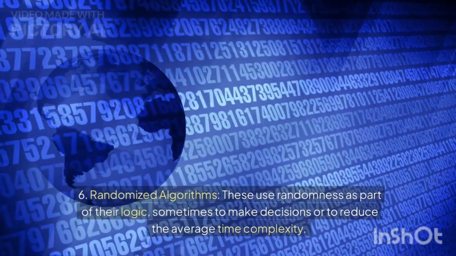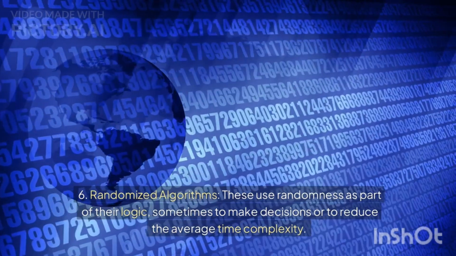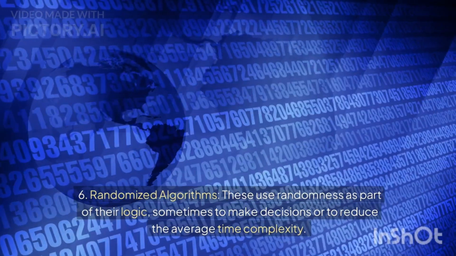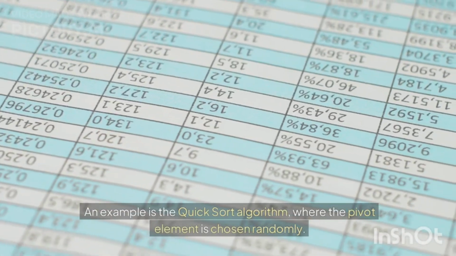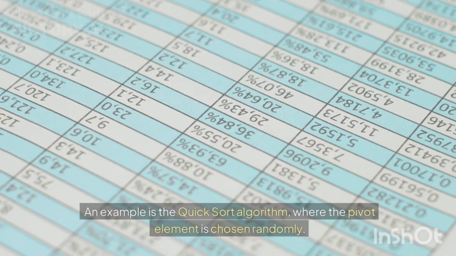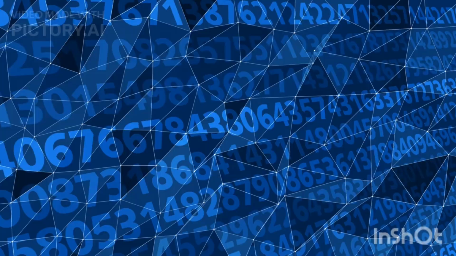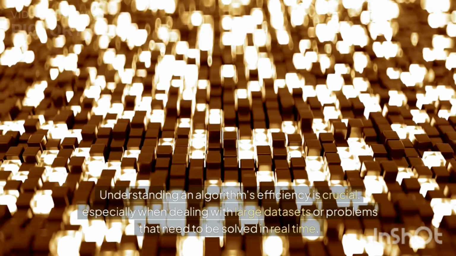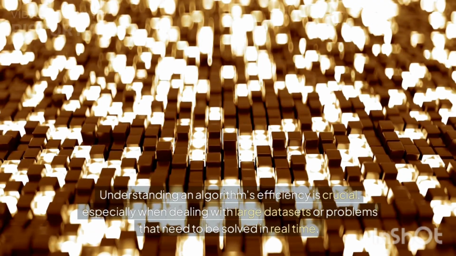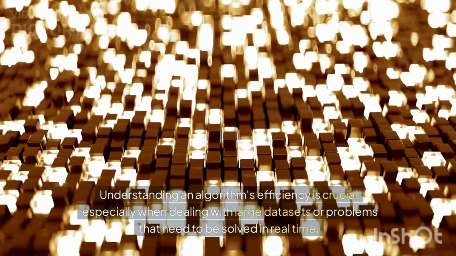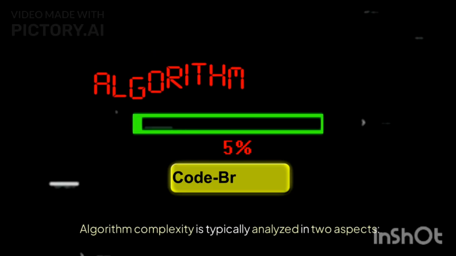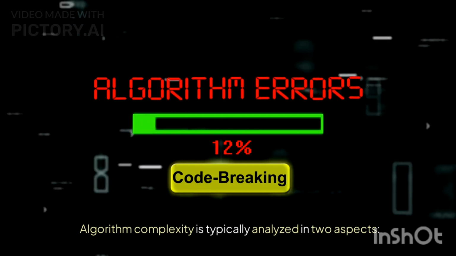6. Randomized algorithms. These use randomness as part of their logic, sometimes to make decisions or to reduce the average time complexity. An example is the quicksort algorithm, where the pivot element is chosen randomly. Algorithm complexity. Understanding an algorithm's efficiency is crucial, especially when dealing with large datasets or problems that need to be solved in real time. Algorithm complexity is typically analyzed in 2 aspects.